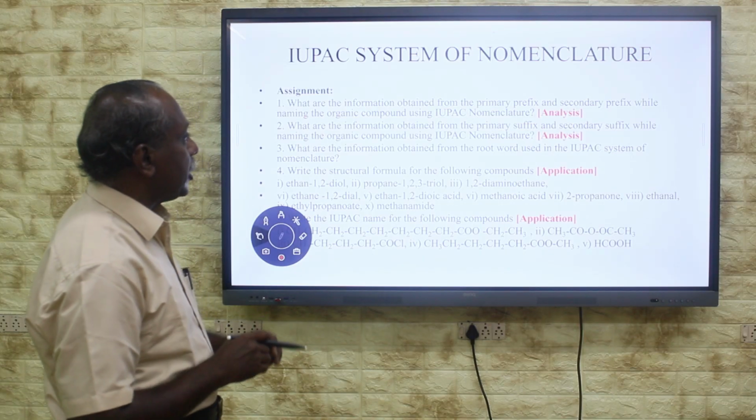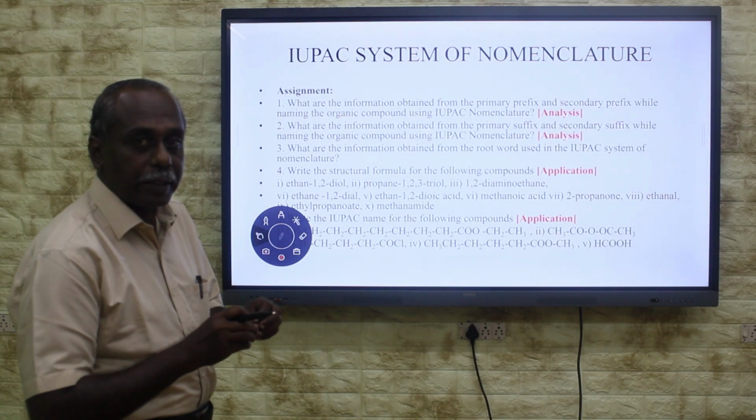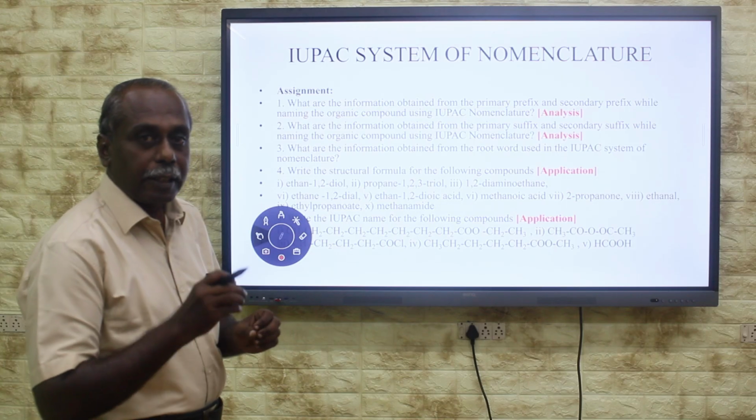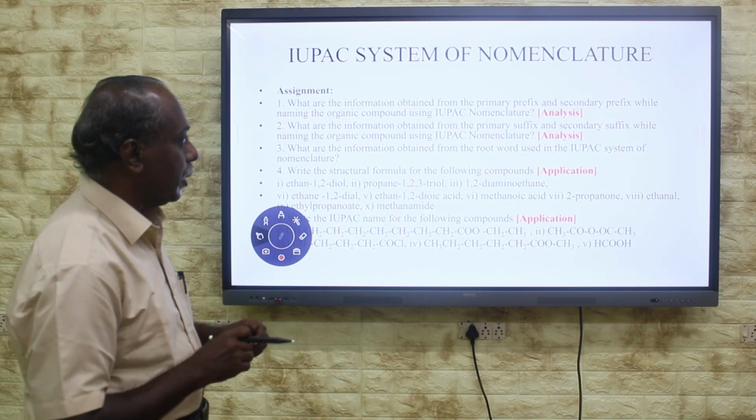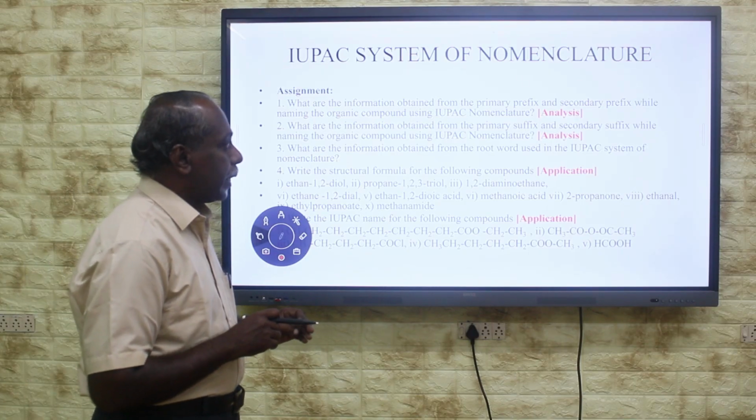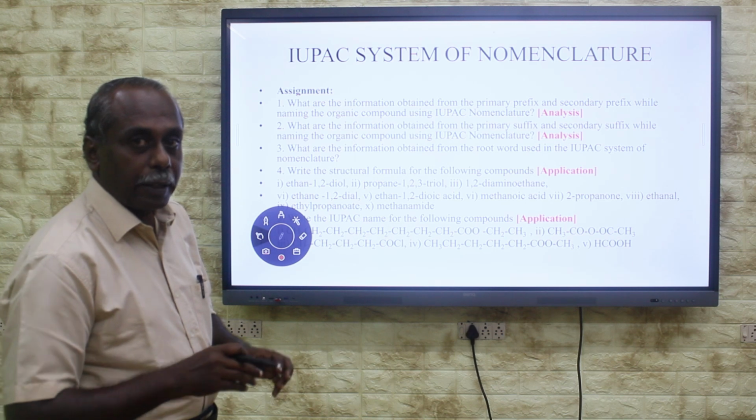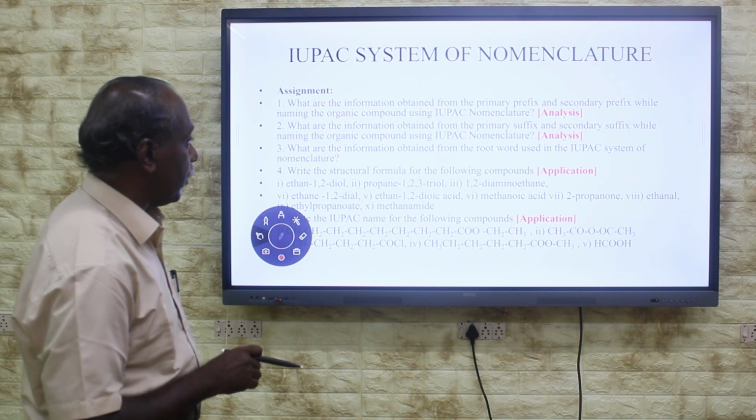Then what information is obtained from the primary suffix and secondary suffix? Primary suffix indicates whether the compound is saturated or unsaturated. If it is unsaturated, if the compound has a double bond or triple bond, those things are to be mentioned. Then the secondary suffix gives the functional group present in the compound. Those things are to be given in the secondary suffix.